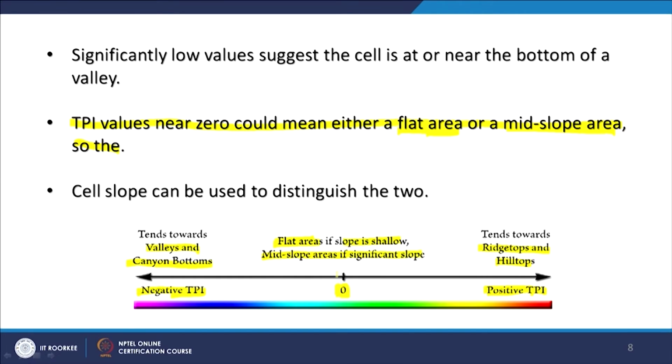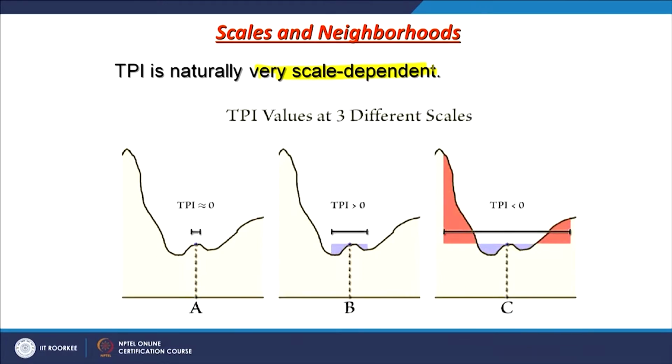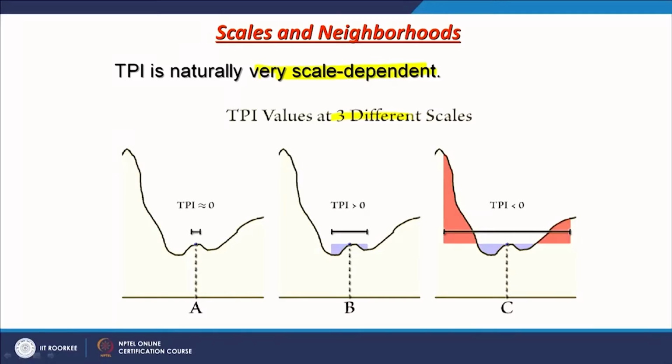So that means, using this index, we can assess a terrain from a topographic roughness point of view by getting these values. And TPI is naturally very scale dependent. This point we have already touched before. Now, let us see an example of why it is scale dependent. Three different scales are here, and you can see that it is almost 0 TPI. When TPI is 0 for this area, it is not giving any information, because nothing in the surroundings can be checked, as the scale is different here.